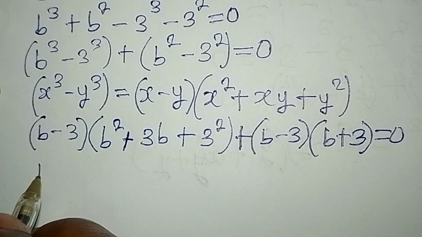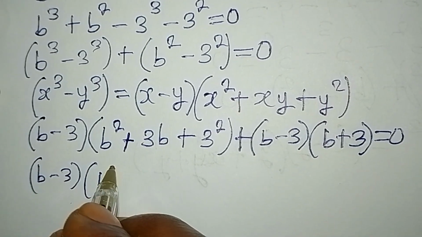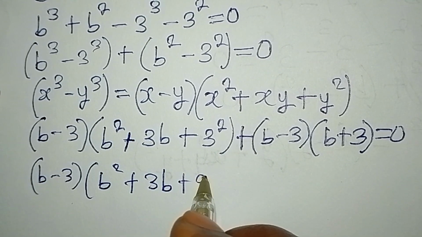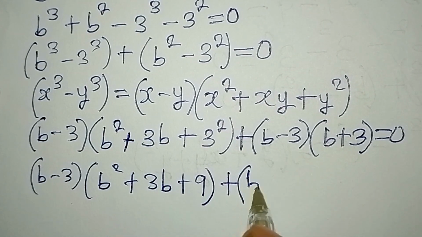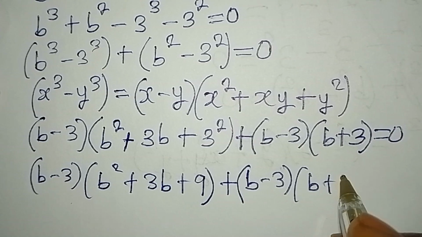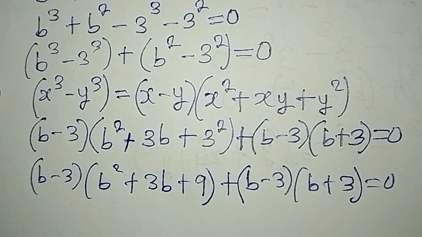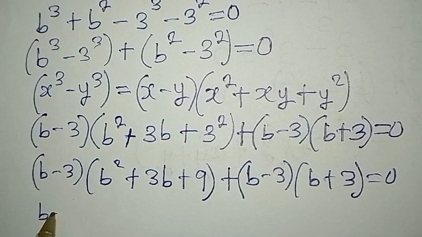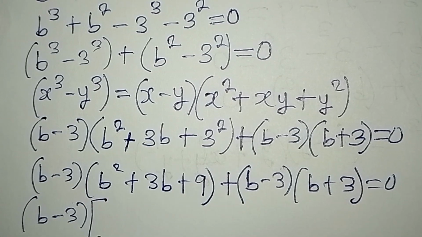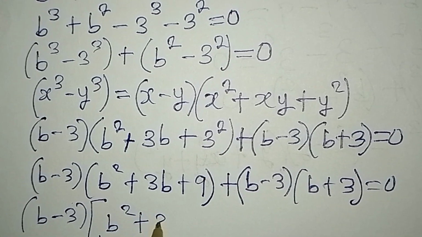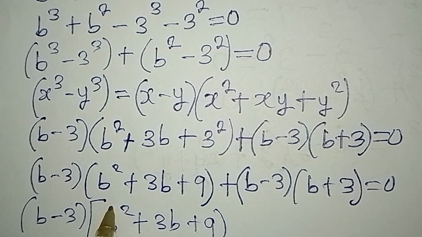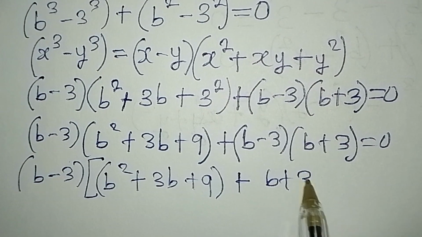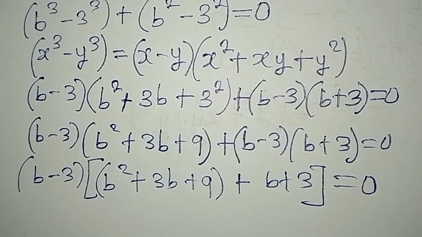Now from here, this is b minus 3 into b squared plus 3b, then plus 3 squared is 9. Close the bracket, then plus b minus 3 into b plus 3, and everything is equal to 0. Now let's look for the common factor, and that is b minus 3. So b minus 3 is out as a common factor. Then open bracket, we have b squared plus 3b plus 9. Okay, and now b minus 3 is already out, so I'll have plus b plus 3. Okay, and then equate to 0.